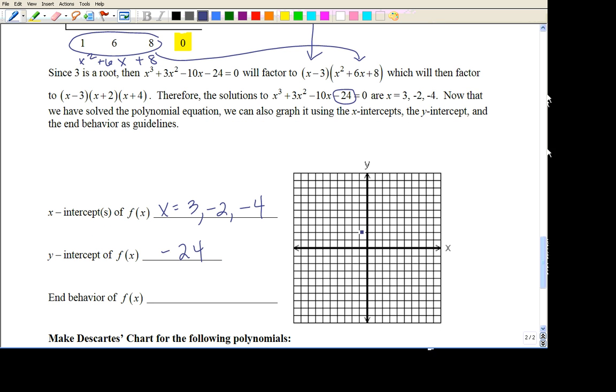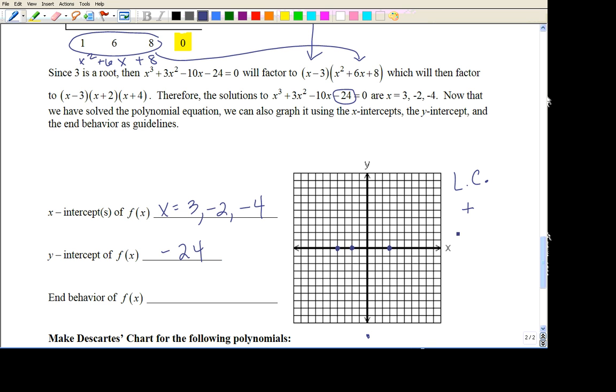I'm going to start out by plotting these x-intercepts. So I have 1, 2, 3, -4. I've got -2, and 1, 2, 3. I'm going to plot my y-intercept of -24. That's way off the graph, so I'm just going to put a point down here just so I have something to connect it with. And then the leading coefficient of my polynomial is a 1, and it's positive.